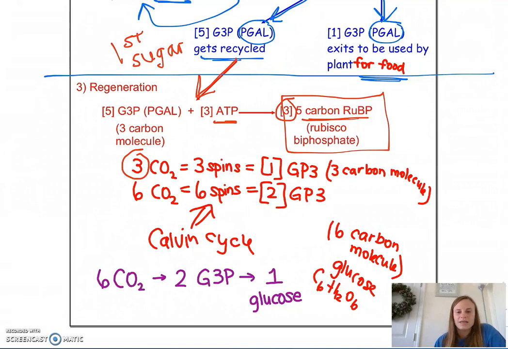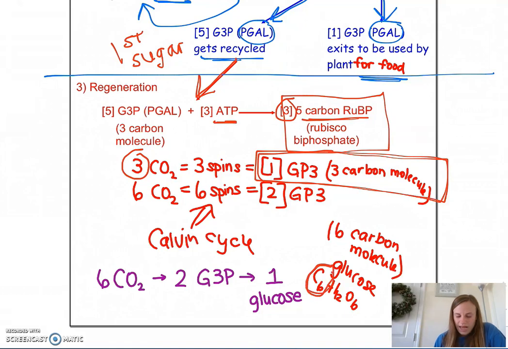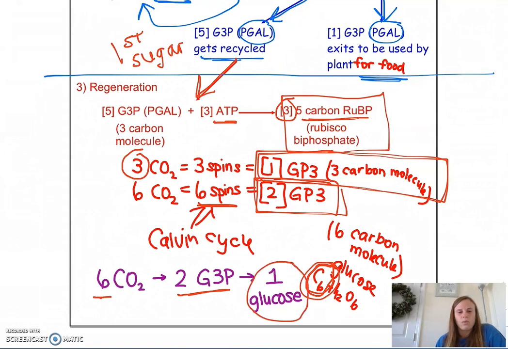From those 3 times, I end up with one G3P. I end up with one 3-carbon molecule. In order to get glucose, which is a 6-carbon molecule, I have to do 6 spins. So ultimately, the Calvin cycle is 6 spins, which creates two G3Ps, two 3-carbon molecules, which can then form glucose. So overall, I have 6 carbon dioxides to make 2 G3Ps, which will give me 1 glucose.